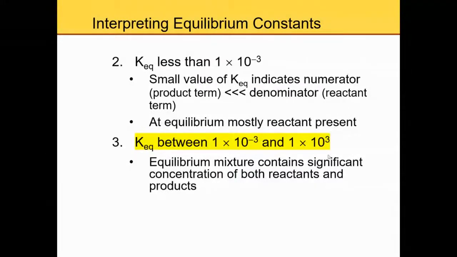And then to interpret the equilibrium constant, if it is between 10 to the minus 3 and 10 to the 3, that means the equilibrium mixture contains significant concentrations of both reactants and products. If it's smaller than 10 to the minus 3, that means mostly reactant is present.